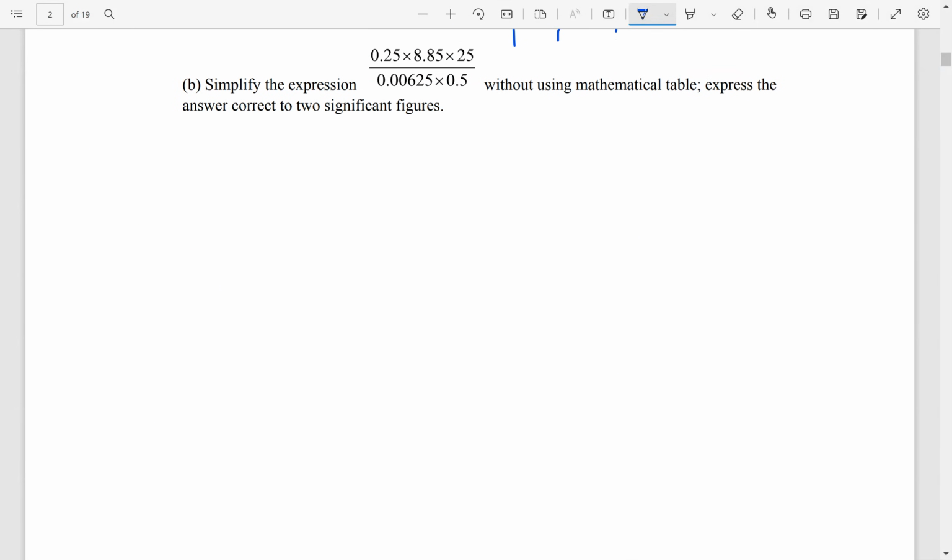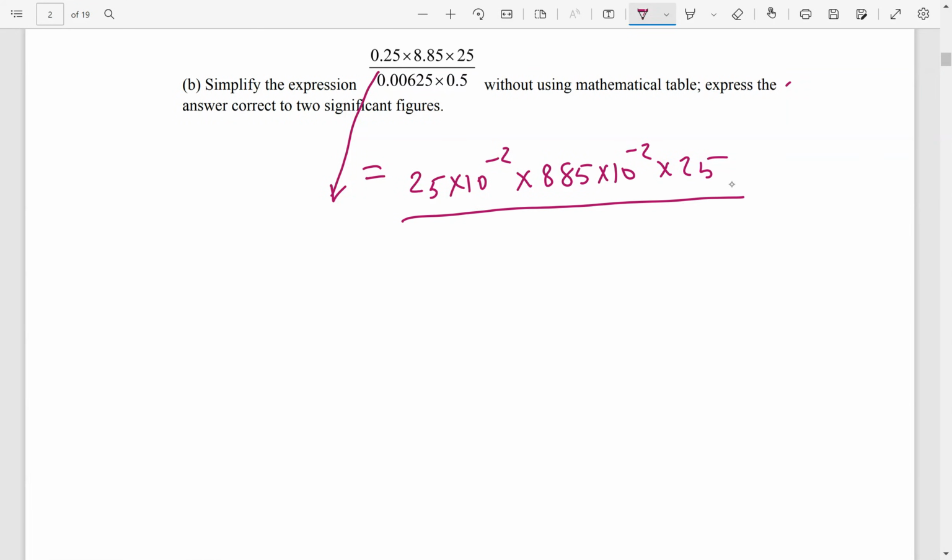The next question, here it is: simplify the expression. So we are supposed to simplify this expression here. What we're going to do is remove decimal points, so that this will now equal 25 times 10 power negative 2 times 885 times 10 power negative 2 times 25 divided by 625 times 10 power negative 5 times 5 times 10 power negative 1.